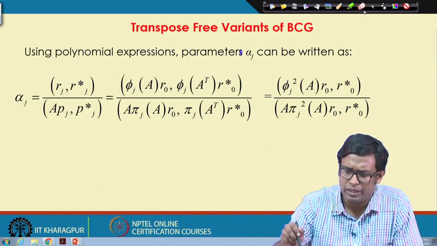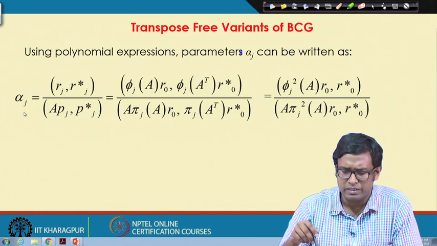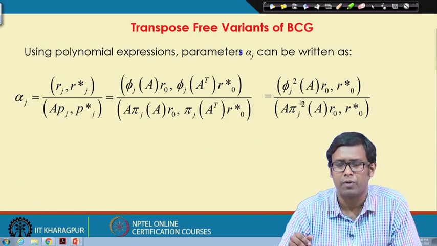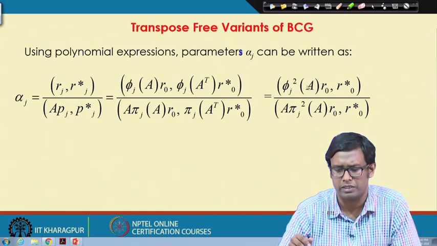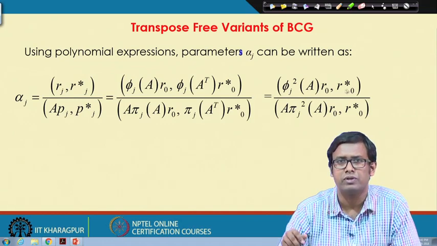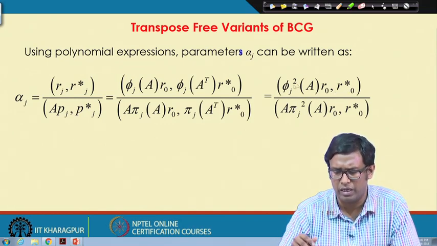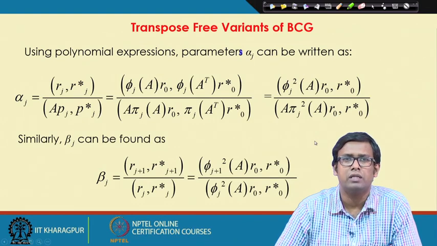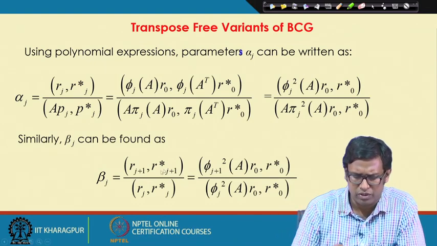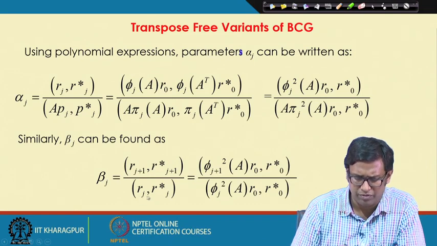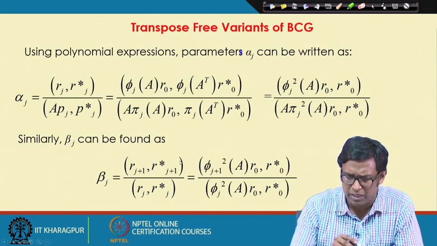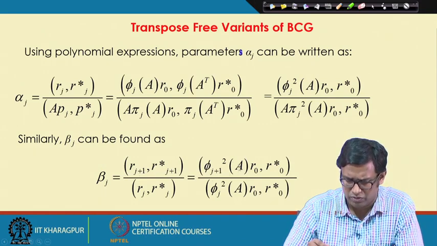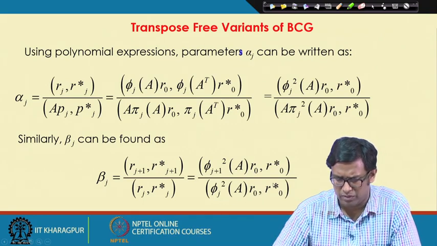So, in order to find alpha, instead of doing A transpose A and so on, if we can evaluate the polynomials, we have to find the polynomial products of phi j square A and pi j square A. Also you need to get r0 dot r0 star and multiply it with that. Similarly, the other parameter beta can be found as rj plus 1 dot rj plus 1 star divided by rj dot rj star, which, if we replace the values of rj plus 1 and rj, gives phi j plus 1 square A r0 over phi j square A r0, dotted with r0 star.